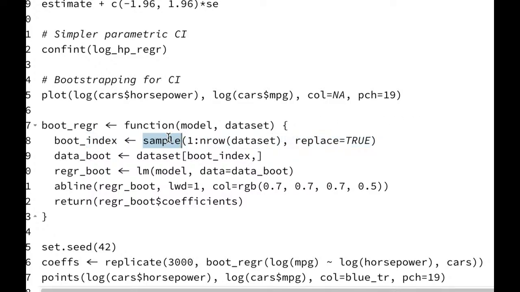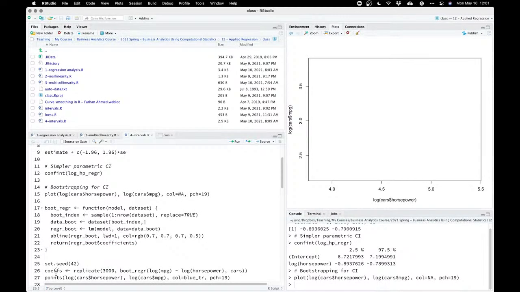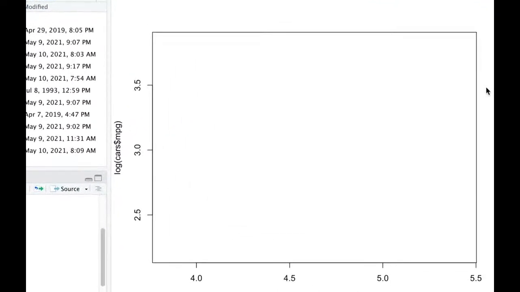So you can see I'm just taking a sample from 1 to however many rows there are, and that gives me an index, and I'm looking at just those resampled rows in my data sets. And then I'm running my regression. In my bootstrap function, I'm going to actually draw the regression line for this subsample in a very light, transparent gray color. And then I'm going to return the coefficient for this bootstrapped estimate. If I resample 3,000 times, I'm going to get 3,000 regression lines drawn on the screen. It takes a little bit of time, so bear with me.